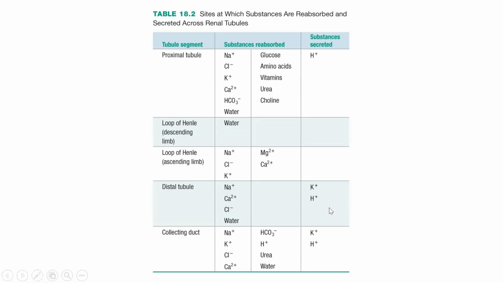We also see potassium being secreted and hydrogen ions being secreted in both of these areas of the tubule as well. So another excellent table in terms of summarizing some of the main differences between different segments of the tubular structures.